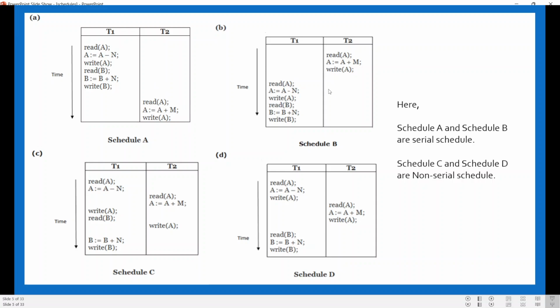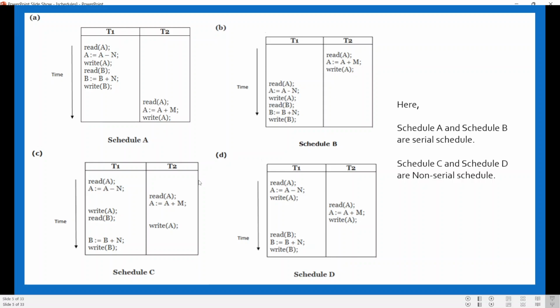In schedule B, you can see that first the T2 operations are performed. Once all the operations in T2 are performed, only then are the operations in T1 executed. Here also you can see there are no operations happening in between.